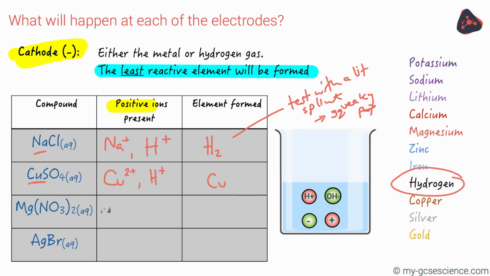Magnesium is a 2+ ion. We know that because it's in group 2. And we'll also have hydrogen as the other positive ion. Looking at the reactivity series, magnesium is higher than hydrogen on the reactivity series, so hydrogen is going to be formed.